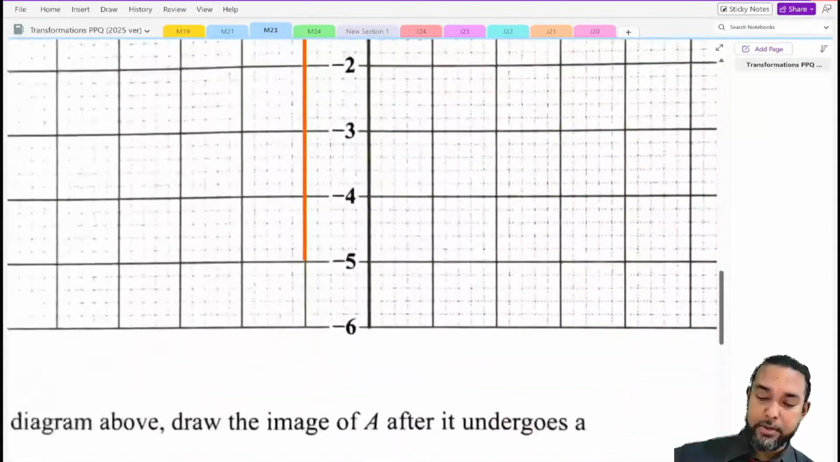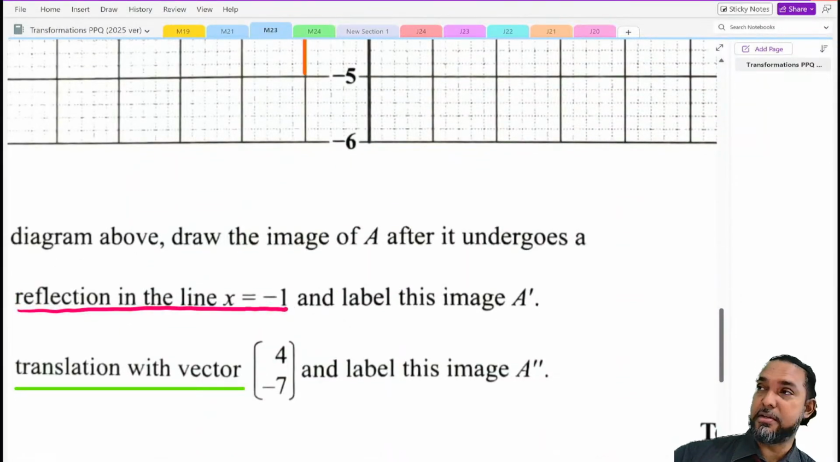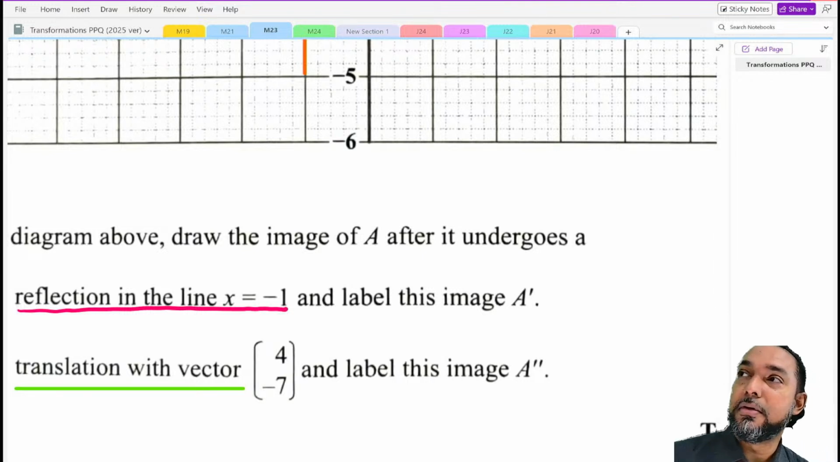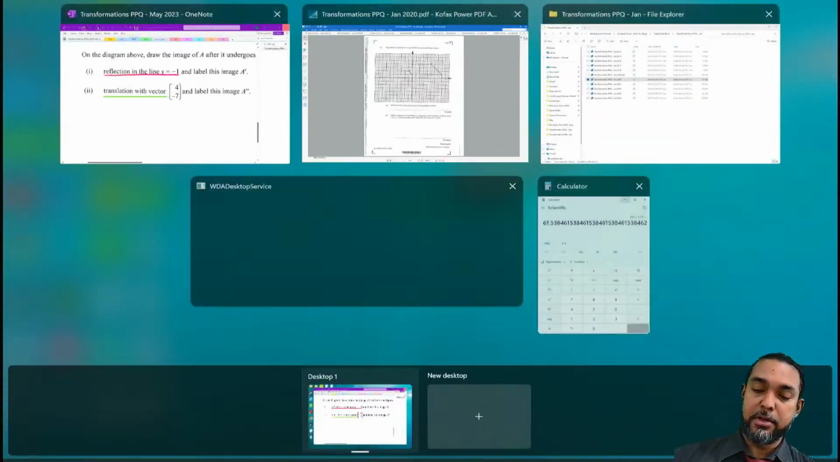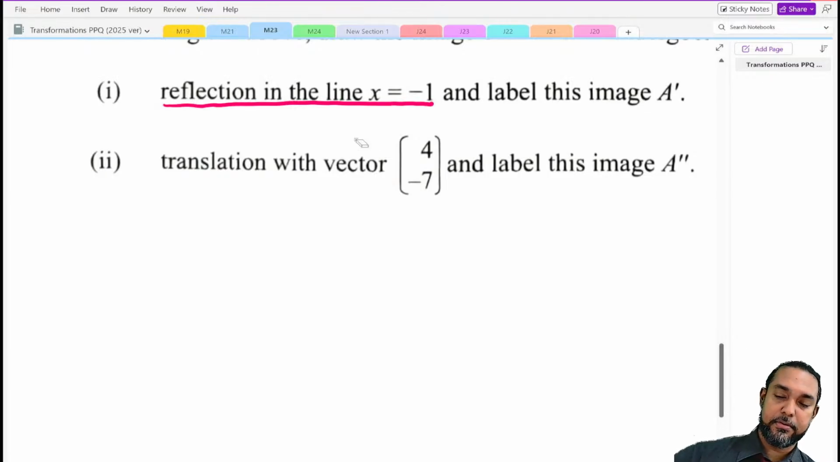They told you that down here. It's a reflection in the line x equals -1. They have to. They can't just say reflect this. You'd say, okay, in what? So they have to give you the condition, the axis. Okay, and the next piece is translation with a vector. Oh, I did the wrong color, didn't I? All right, let me just switch it.